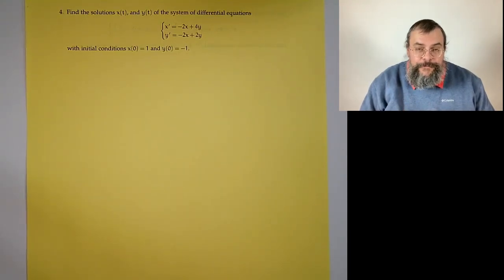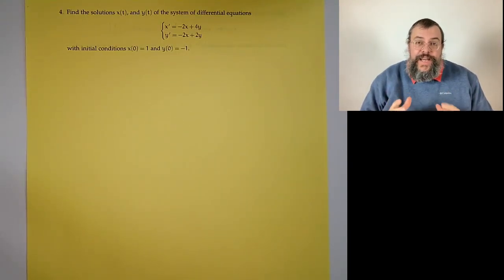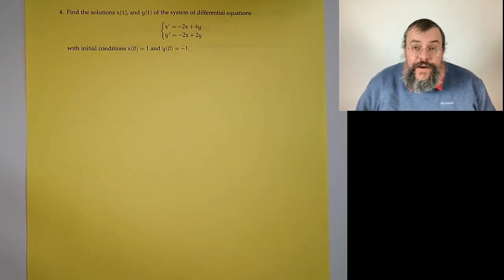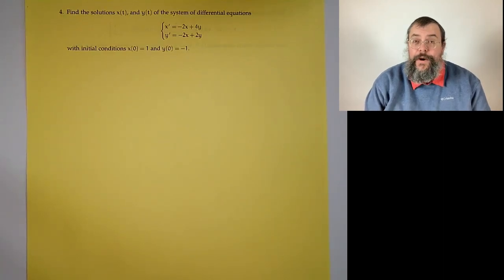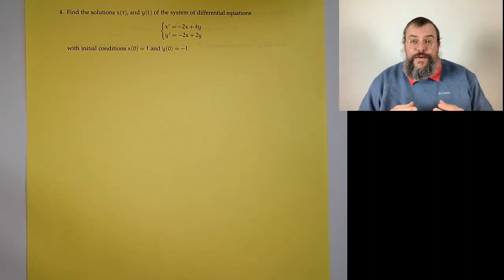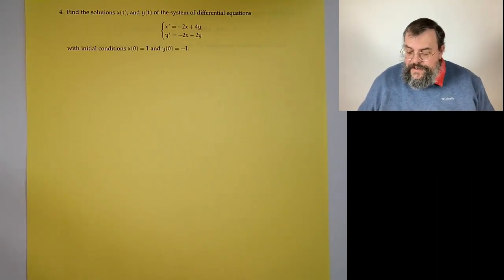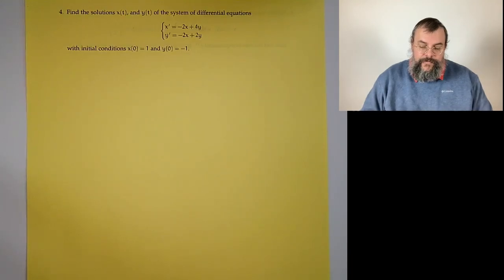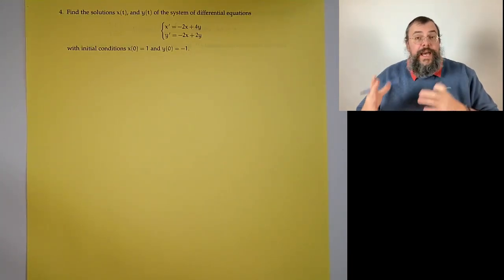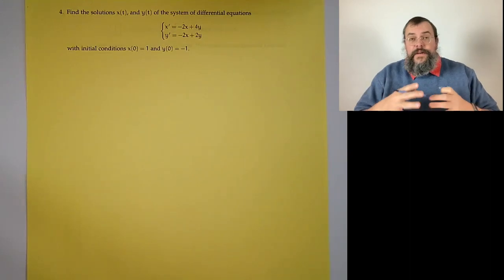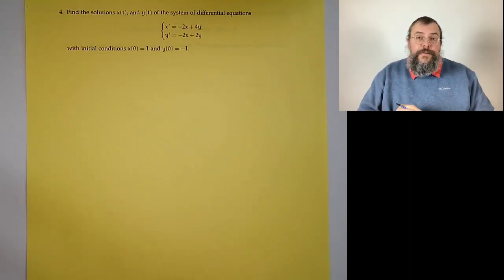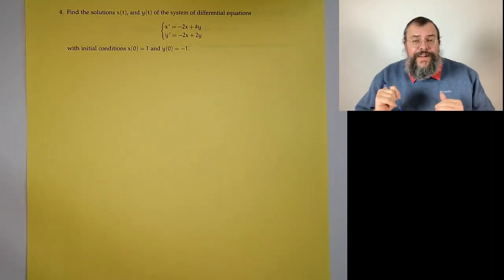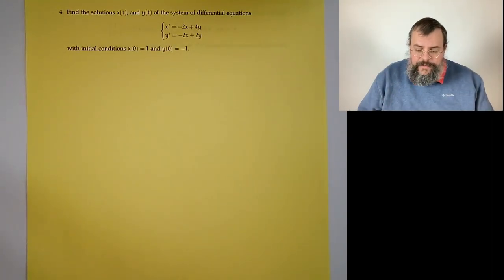Number 4. Find the solutions x of t and y of t of the system of differential equations x prime equals -2x plus 4y, y prime equals -2x plus 2y, with the initial conditions x of 0 equals 1, y of 0 equals -1. All right. Now, you can do this by method of elimination, or if you like, canceling on a variable, but we're going to sort of put on our eigenvalue hats. Say, okay, let's do this by eigenvalue method.